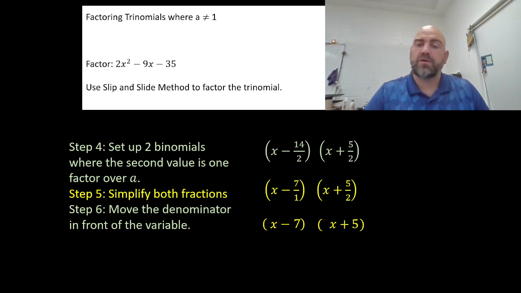So whatever is our numerator goes at the end. Our denominator, so in the first one is a 1, is going to move in front of the x. Now if we have 1x, we don't really need it, so we can actually just eliminate it for 1. But the 2 on the other side, we're going to take that and we're going to move it in front of the x. And so our final answer of factoring 2x squared minus 9x minus 35 is going to be x minus 7 and 2x plus 5.